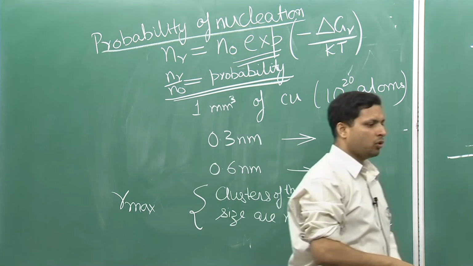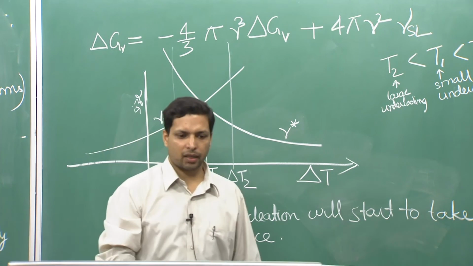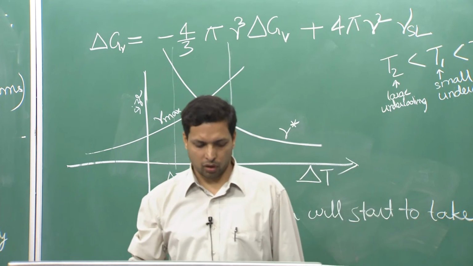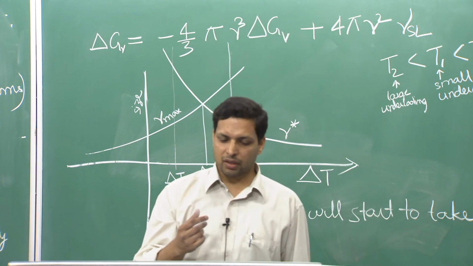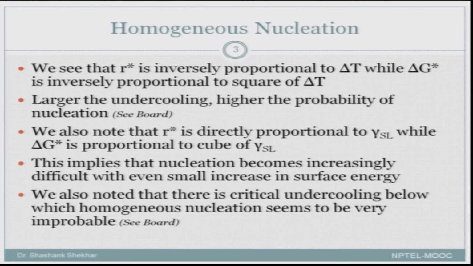There is one more equation related to this, which is about nucleation rate, but before that let's gather what we have talked about so far. We saw that R star, the critical radius, is inversely proportional to delta T, while delta G star is inversely proportional to the square of delta T. So, delta G star is dropping at a much larger rate, which means that the larger the undercooling, the higher the probability of nucleation, and we saw that on the board.